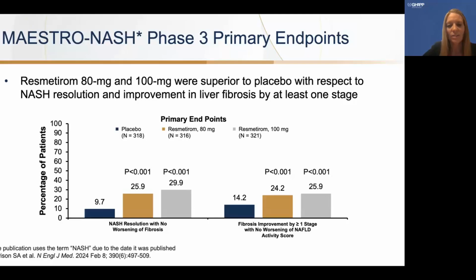It's just found that the 100 milligram dose has greater efficacy in patients who have a higher weight. So it is recommended to prescribe 80 milligrams for patients less than 100 kilograms, so that's around 220 pounds, and to prescribe the 100 milligram dose for patients greater than 100 kilograms.